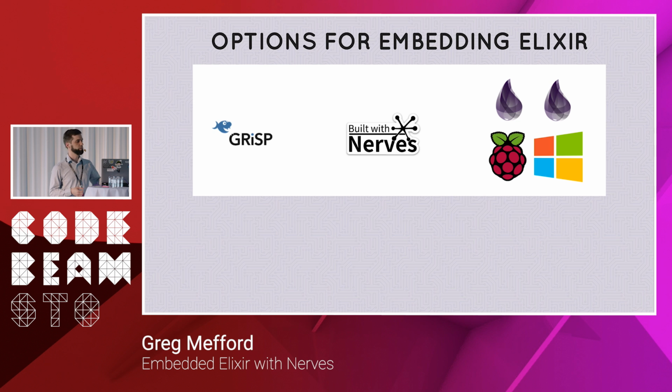Whereas with Nerves in the middle here, you have it running on Linux, but it's a very minimal Linux. And then on the right, you have just your off-the-shelf Raspberry Pi and Linux or Windows or whatever you want to install on your embedded device, and then you just install Elixir on top of it as if it were a server.